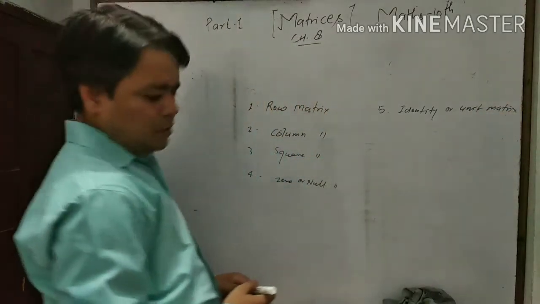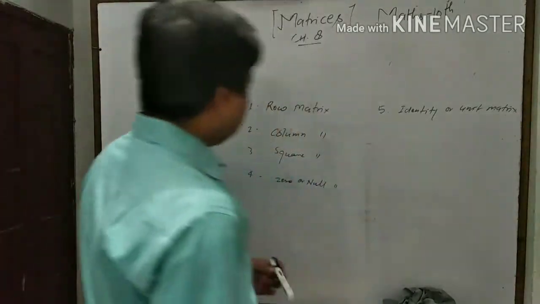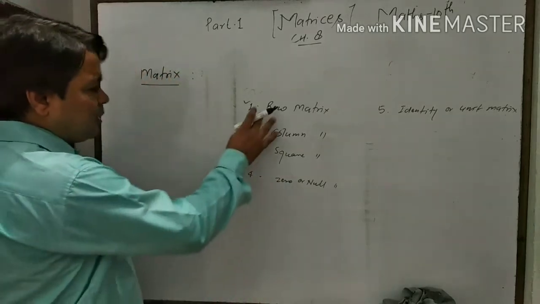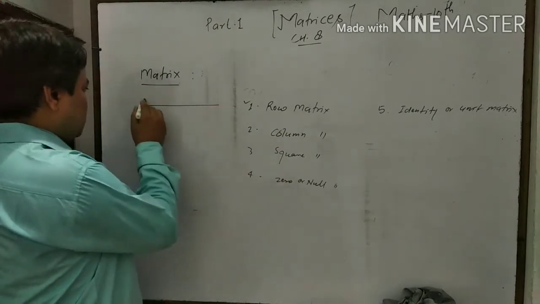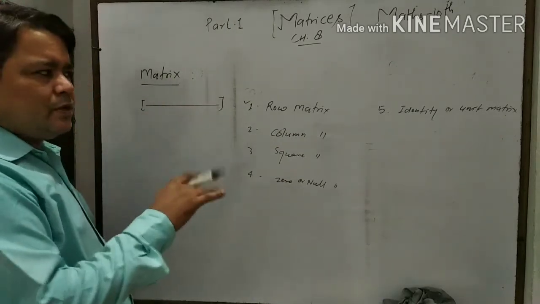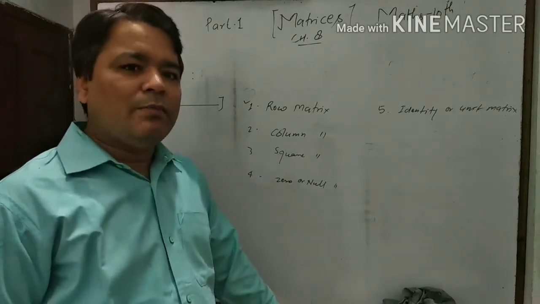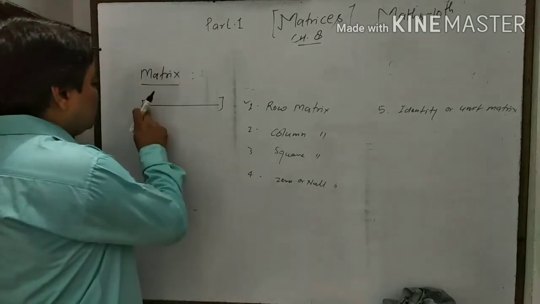Okay. Now let us try to understand what is the property of a row matrix. If the number of rows is only one, there is no limit on the columns, but there is a limit on the rows. The number of rows should be only one, but columns may be more than one. It means it will be in this form.